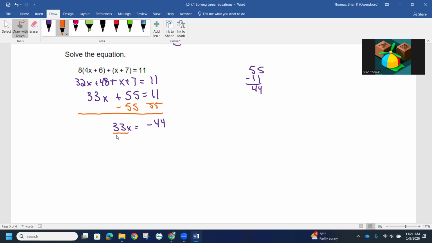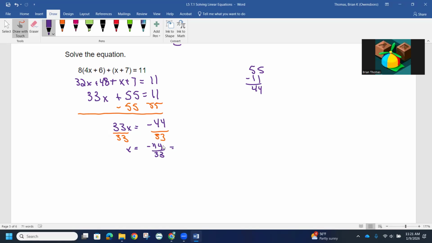So I have to divide this side by 33 as long as I divide this side by 33. So the 33x will turn into 1x, or we just call that x. And then we have this negative 44 divided by 33. Now, since this is a fraction, because 33 doesn't go into 44 evenly, we can reduce it. I do see that each one of these has an 11 in it, because I know that 11, 22, 33, 44 are multiples of 11.